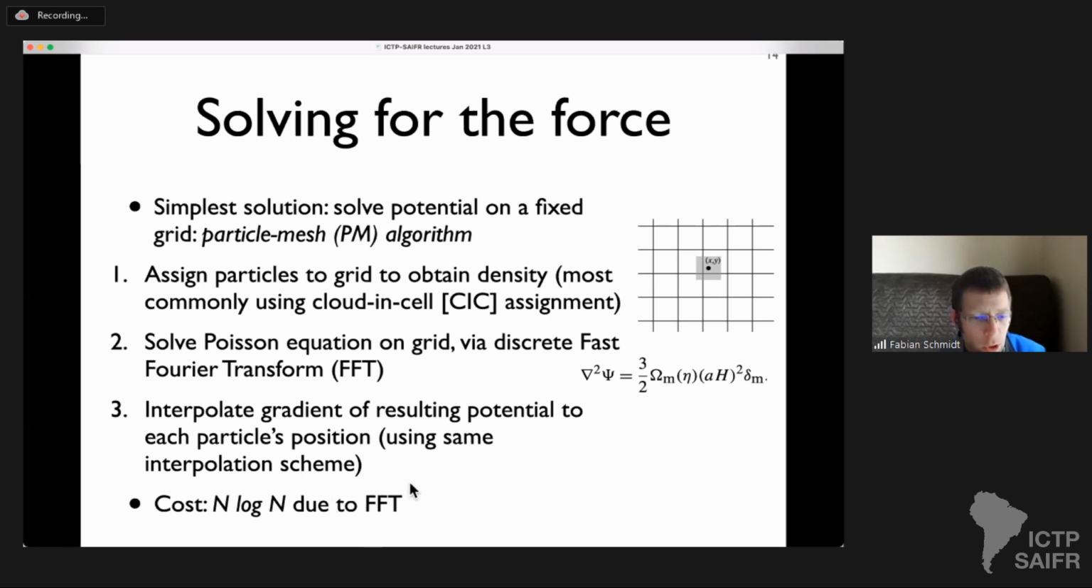I mean, the fast Fourier transform is a beautiful, amazing algorithm. So I really encourage you to read up on how that works. It's really beautiful.